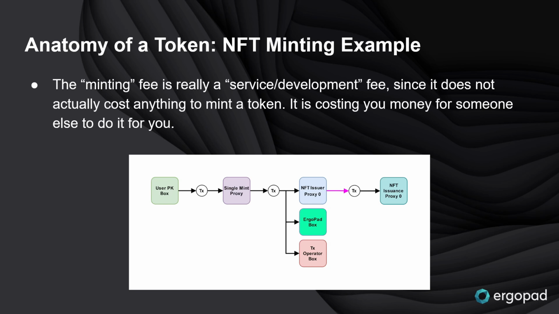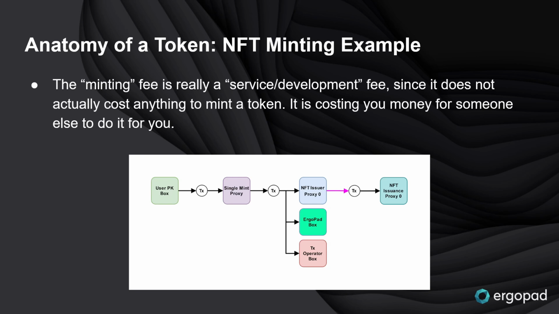And then the outputs of the second transaction would be the issuer box, telling you what this token is, what it's for, and its purpose. And then there's also an ErgoPad box, which would be the fee that ErgoPad would charge for doing this for you. And then the transaction operator box. If this transaction was run by a bot, we'd want to incentivize the person running the bot, so we could charge a fee for that. And then not shown, which is implicit, is the miner fee box.